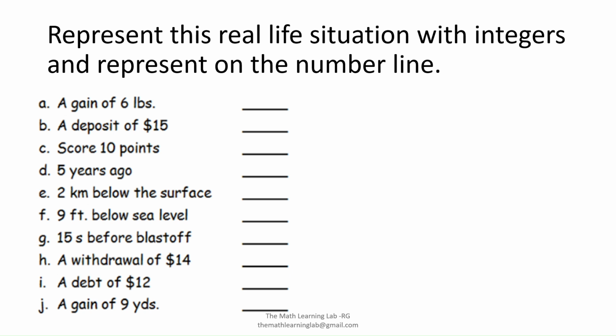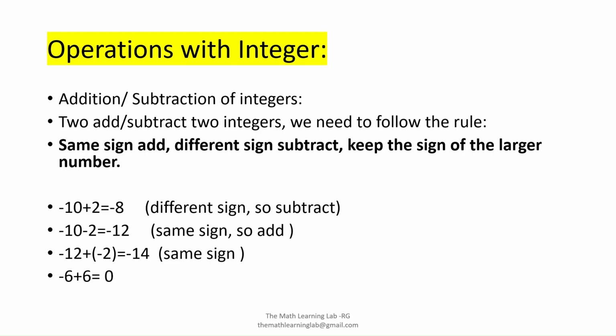Here are a few real life situations where you can use integers, and work on your own in the comments below. A gain of 6 lbs, a deposit of $15, score 10 points, 5 years ago, 2 kilometers below the surface, 9 feet below sea level, 15 seconds before blast off, a withdrawal of $14, a debt of $12, a gain of 9 yards.